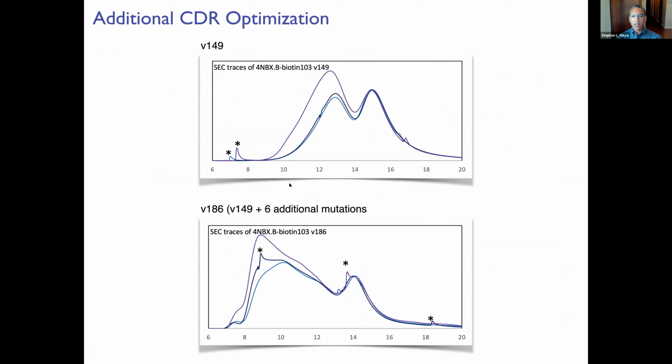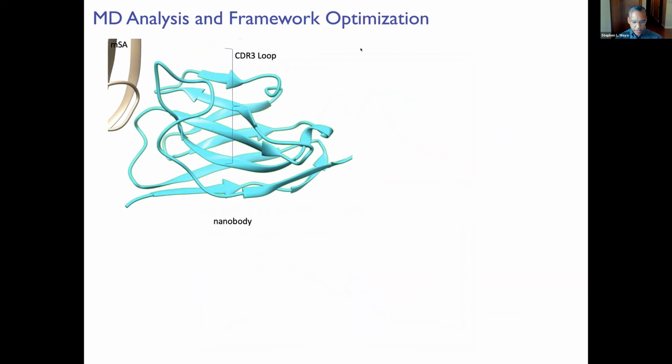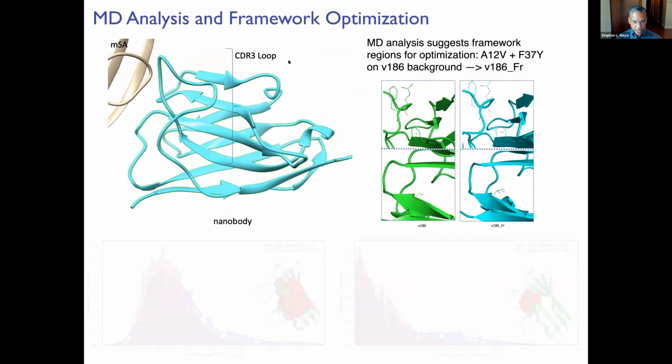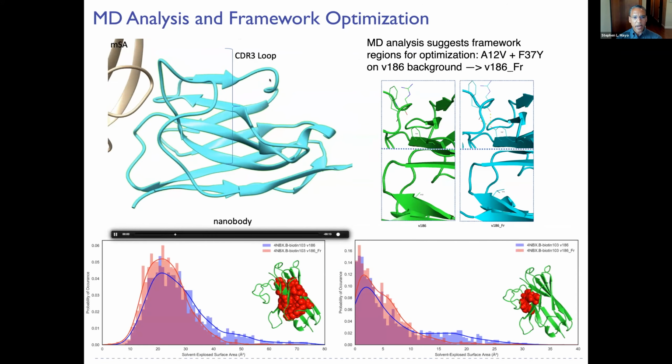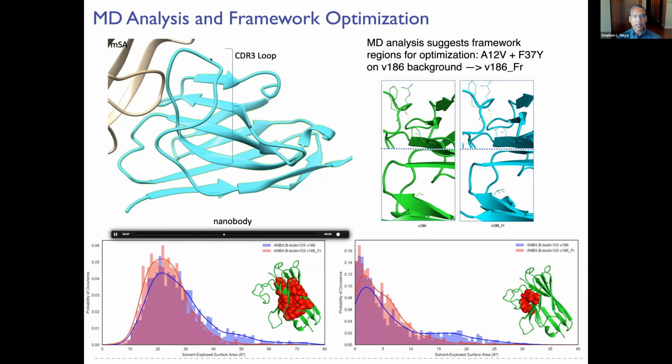as a parent and introduced 6 additional mutations that improved the binding affinity by SPR, but significantly degraded the behavior on size exclusion chromatography. So in order to address this, and I'm coming close to the end, we analyzed our design model by MD simulation to look at what was happening in the complex.